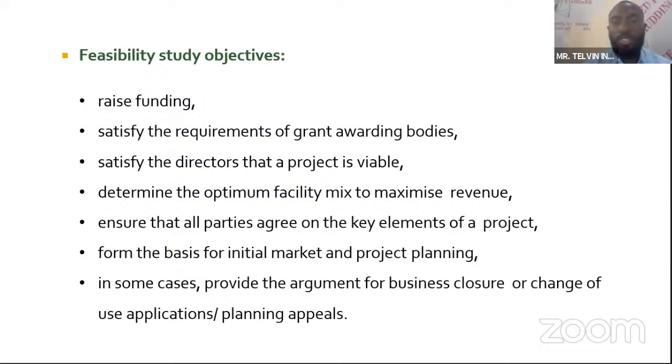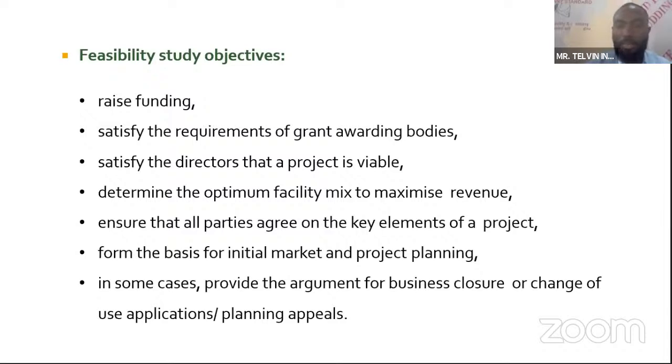NGOs come up and want to support businesses, either small scale, medium scale, or large scale. But if your feasibility study of this proposed business idea was not a good one, and it does not satisfy their requirement, because they too want to see how you are going to generate adequate cash flow and profit and how you're going to maximize stakeholders' equity. Now, if the feasibility study that you have done satisfies the requirement of grant awarding bodies, then your business is viable. Another objective is to satisfy the directors that a project is viable.